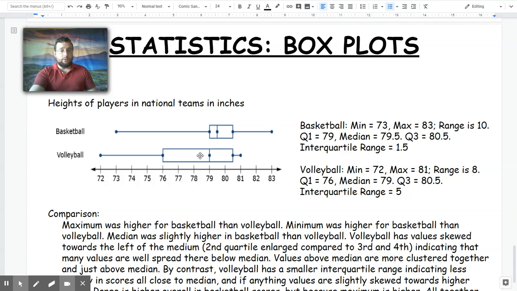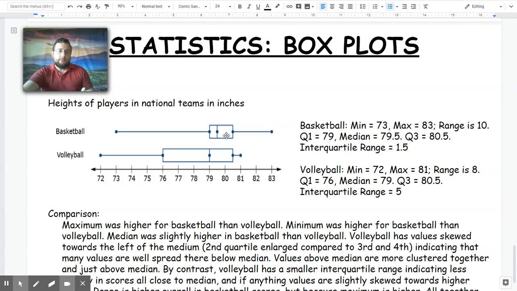But you can also tell that because this is not evenly distributed, the quartiles are not evenly distributed like we saw in the example above, then we know that the average and the median are not going to agree. There's no way that that's going to be the case. But it's going to be closer in the basketball players because a lot of them are clustered near that middle, compared to the volleyball players, where there's more of a spread.